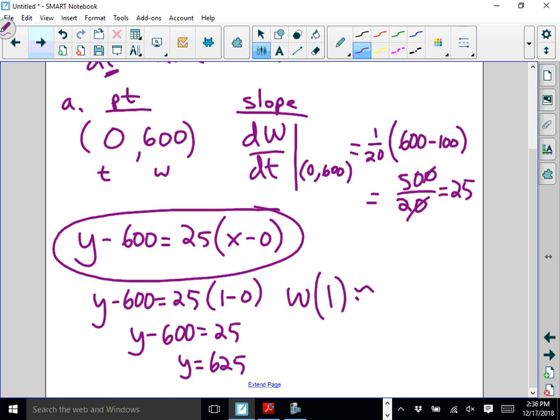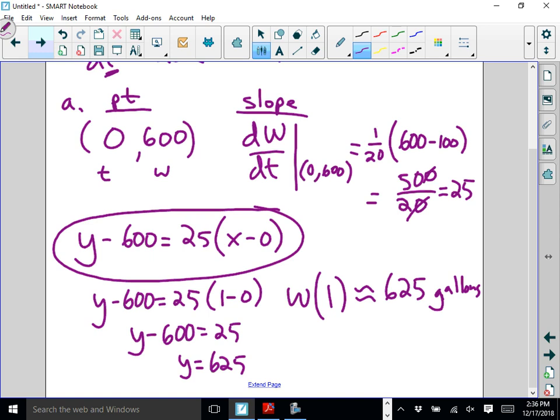And this is a problem that has units. That represents the gallons of water in the pool. Now, since we're filling up the pool, it should make sense that at time 1, there are more gallons of water in the pool than there are at time 0. If we would have gotten 500 something, or a number less than 600, we'd know that it's not right because we're filling the pool with water. Okay.